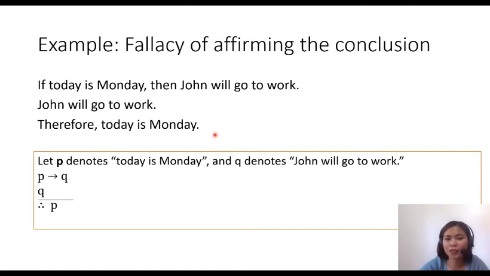how do you know that it is Monday today? Maybe today is Tuesday and John can still go to work. Kasi wala naman sinabi that hindi siya makakapunta ng trabaho Tuesday. Sabi niya lang Monday. So maybe today is not Monday. Maybe today is Wednesday, Thursday, Friday. Ganon. So, this is another example of the fallacy of affirming the conclusion.